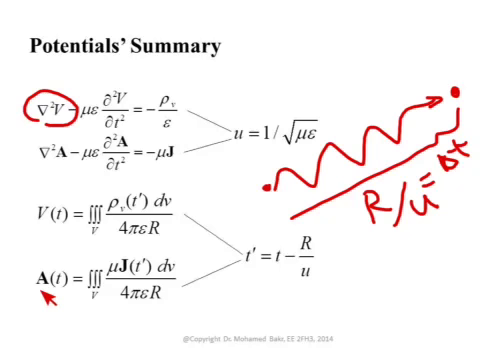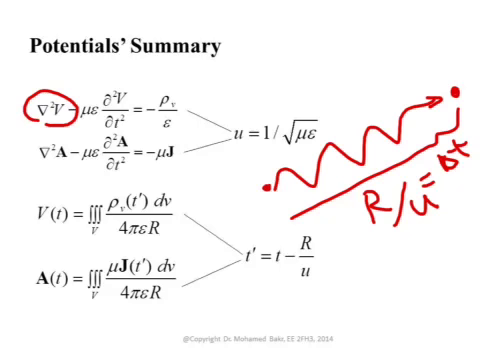The same thing is happening for the magnetic vector potential. The solution of this differential equation is a wave equation. The solution of this one is a wave. And you are saying that the magnetic vector potential at any point in space at time t is obtained from the current at a previous time. And the shift between time t and t dash is simply the time the wave will take to travel from the point where the current is to the point where I'm measuring the magnetic vector potential.